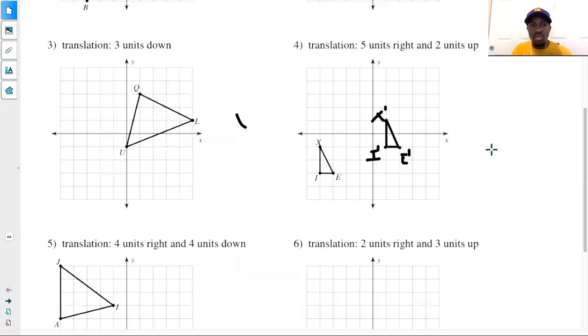Okay, so these are translations, and all we're really doing is sliding it. So another keyword for translation is slide, and this is a good thing to remember. So we're just sliding the image over. That's all that we are doing here.